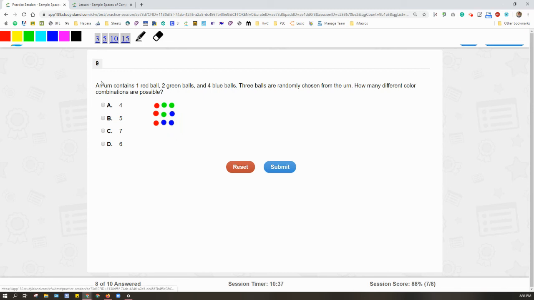Now notice that I did not include red, blue, green because we have red, green, blue, and that's the exact same thing in this case. We don't care what order the balls are in because we're just pulling all 3 out at once and looking at them. So if I were to go over here and list red and then blue and then green, that would be a repeat of the second option right here.